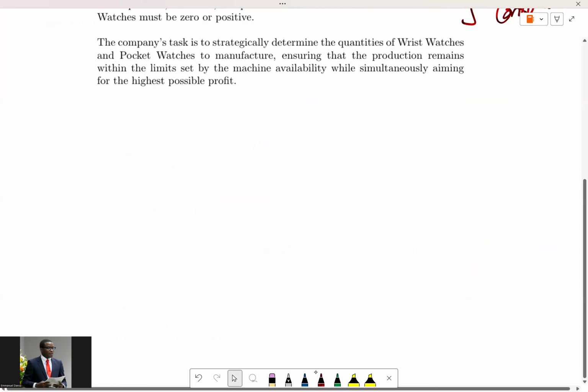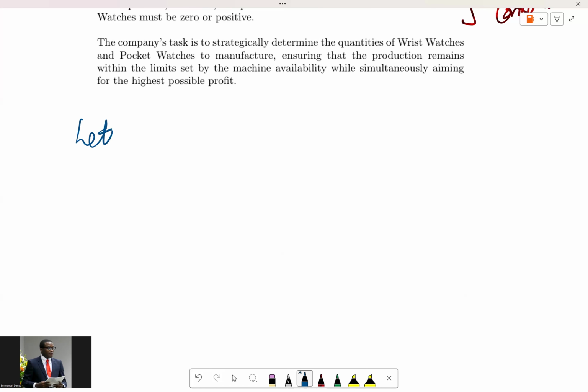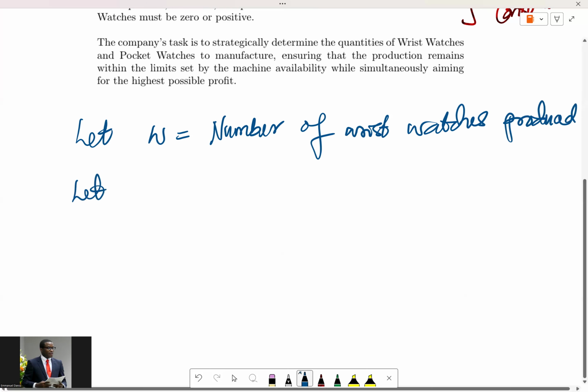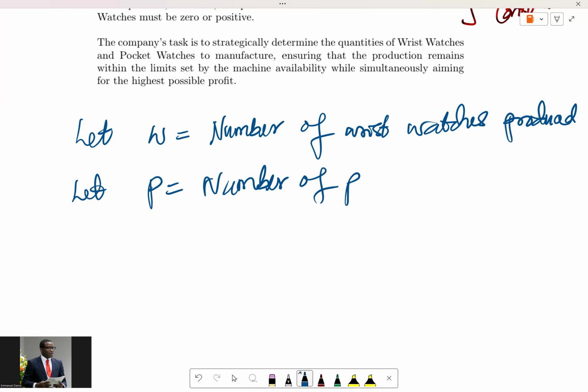Now, in the previous video, I already explained a smart approach to answering this kind of question. First of all, you need to decide your decision variables. Since we are dealing with wristwatches and pocket watches, we can let W be the number of wristwatches produced, and then we can also let P be the number of pocket watches produced.